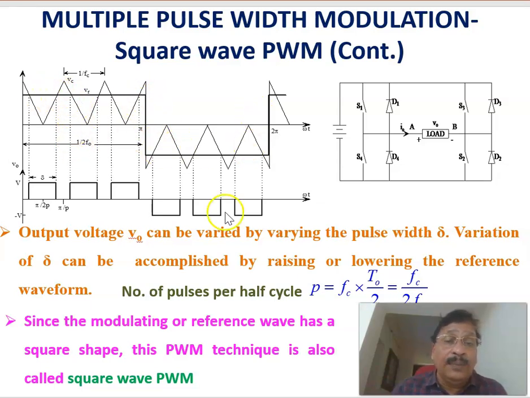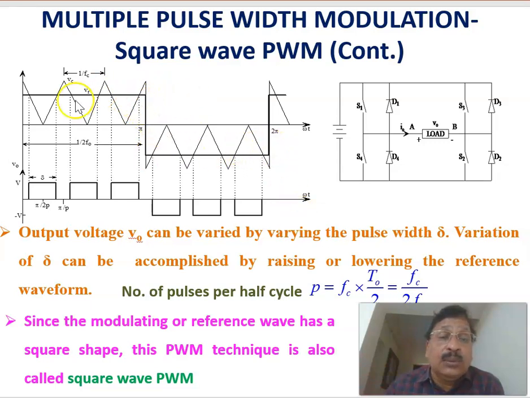Therefore, this one, that is Fc divided by 2 times F0, gives that number of pulses per half cycle. In this case, the number of pulses per half cycle is 3. Therefore, the number of pulses per half cycle is equal to Fc divided by 2 times F0, where Fc is the carrier frequency and F0 is the reference signal frequency.